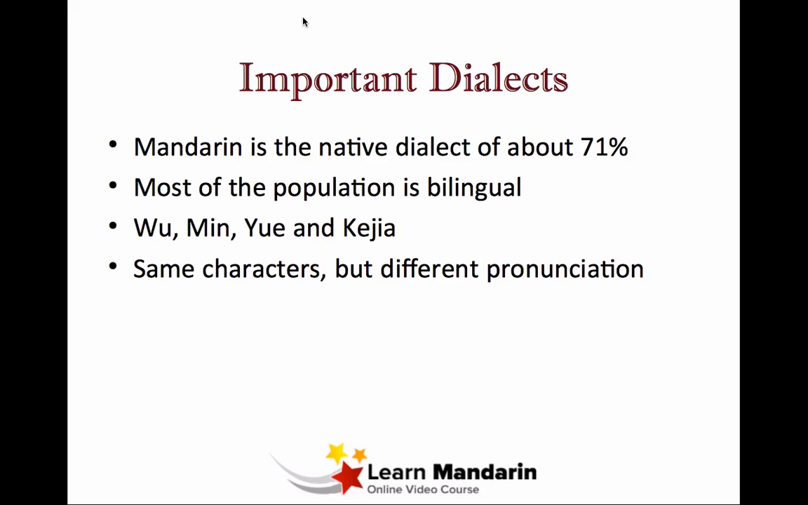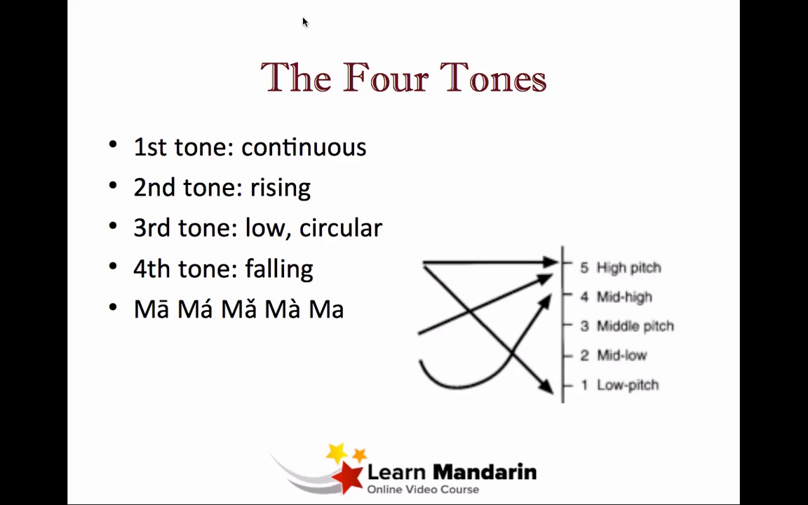Now, the first tone is continuous, it's high pitch. The second tone, it's rising. It starts at the middle pitch and it goes up to the high pitch. The third tone is low, circular. It starts at the mid-low pitch and then it falls and then it rises up to the mid-high pitch. The fourth tone is falling. It starts at the high pitch and it falls to the low pitch.